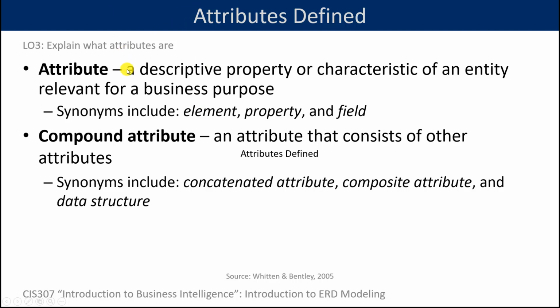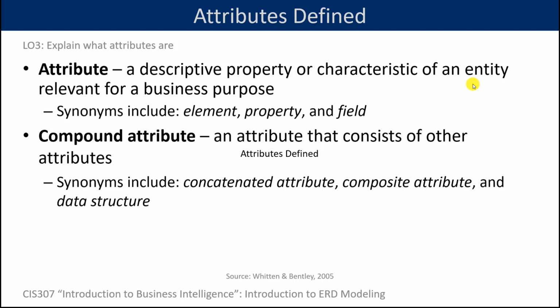So what is an attribute? An attribute is a descriptive property or characteristic of an entity relevant for business purposes. I would emphasize that last part. An entity such as student can have all kinds of characteristics. We can have thousands of characteristics identified. However, we're not going to have an entity with 1,000 attributes. We're only going to capture attributes that are relevant for business purposes, let's say, for the purpose of running a university or running a student organization.